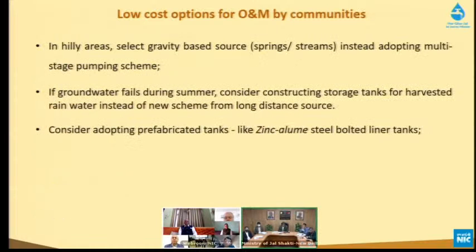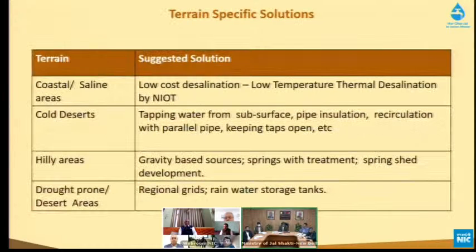Next one. We have also issued an advisory very recently, maybe a week back, about the use of gravity-based sources. Meghalaya is adopting a lot of gravity-based sources that help them reduce the cost of pumping. It's a very good thing. And wherever your groundwater fails, constructing storage tanks helps you. I have already quoted the example of Palghat and Erode districts. I'm not repeating it here.